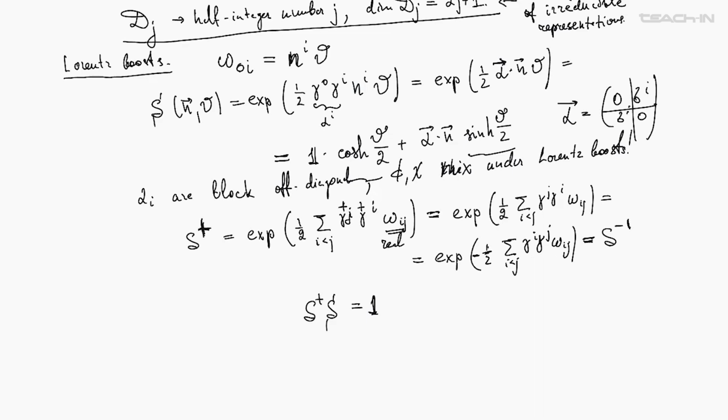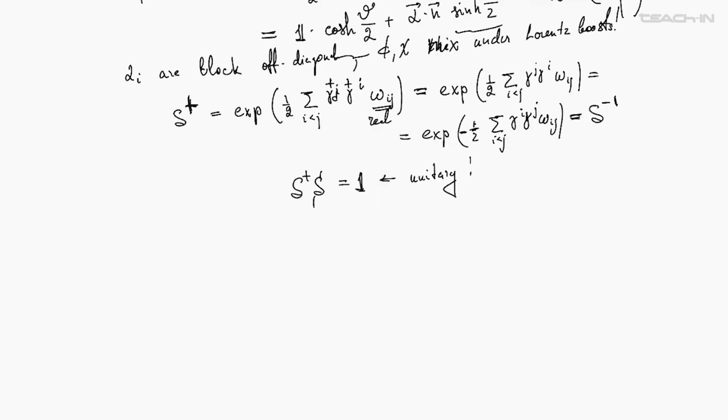And so we see that our rotations are realized by unitary matrices, or in other words, we are realizing a unitary representation of the rotation group. So S realizes a unitary representation of the rotation group.